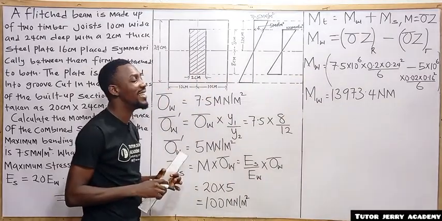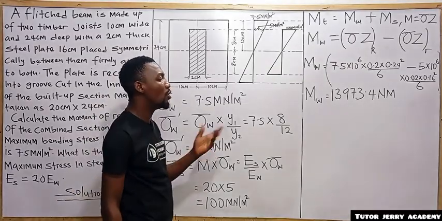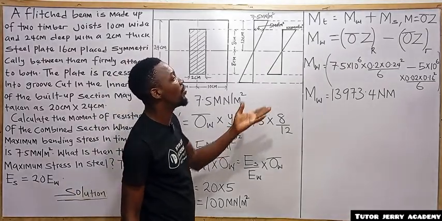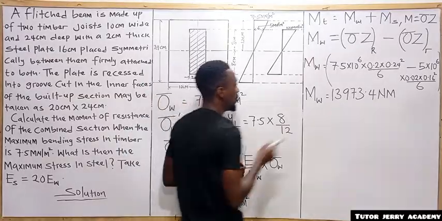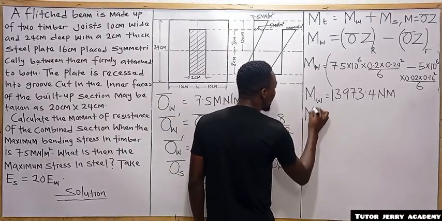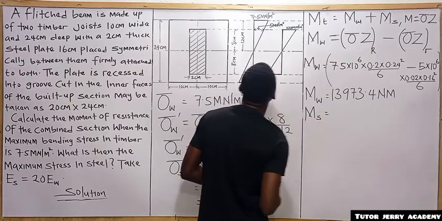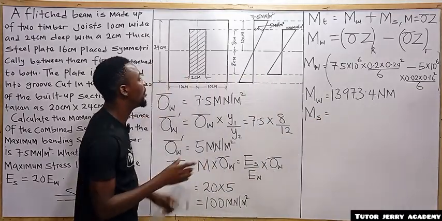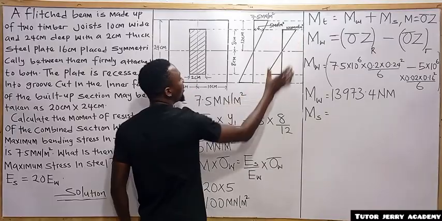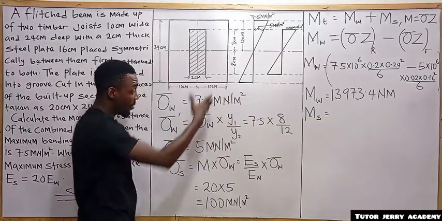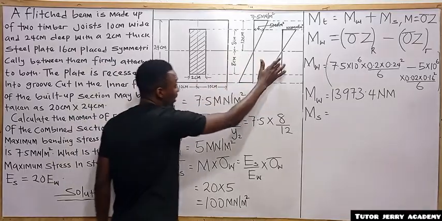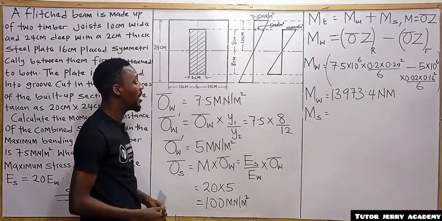All right, so the next thing we are going to do is to calculate the moment of resistance of the steel. So this is the steel. This is the diagram for the steel section. That is the stress distribution diagram for the steel.